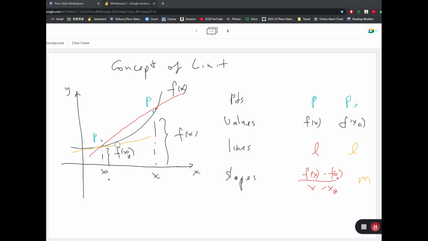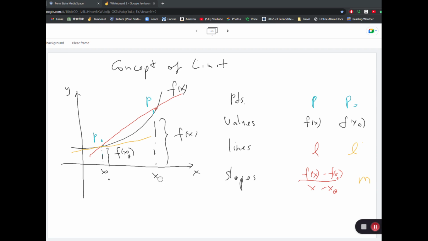One more thing. Through P0 and P, we can draw a straight line in red. That's called the secant line, a line going through 2 points. At P0, we can draw a tangent line, a line that barely touches P0. All right?